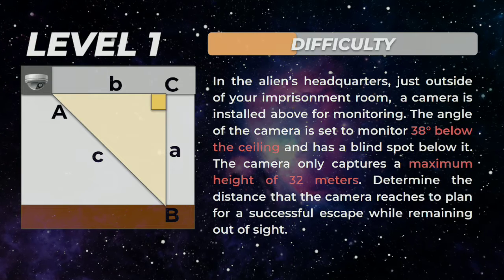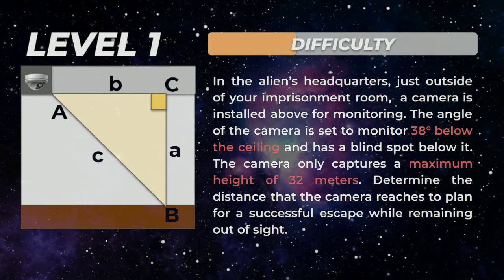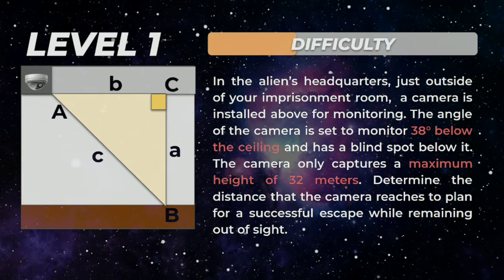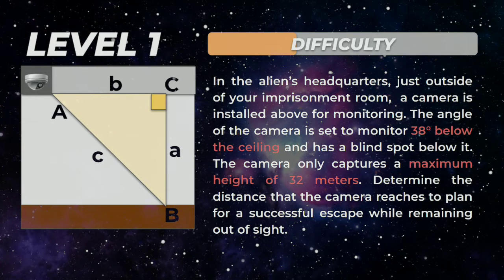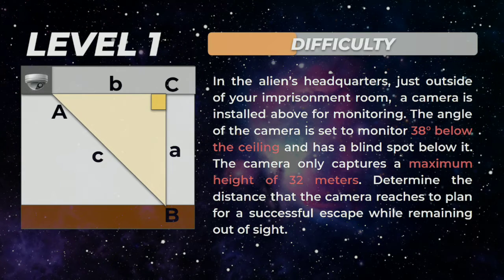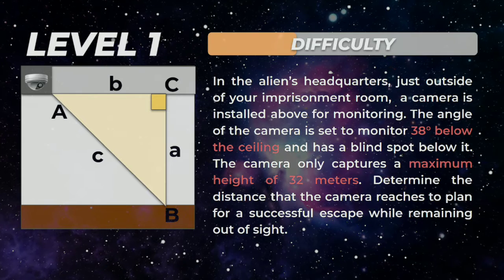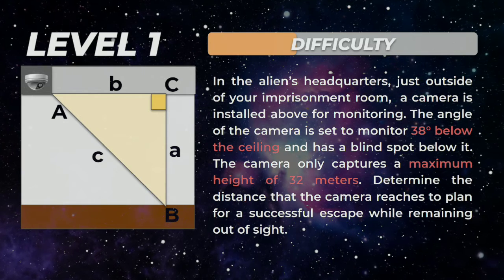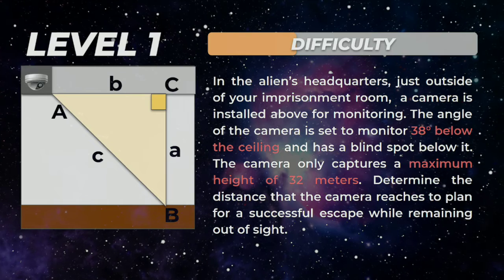Level 1. In the aliens' headquarters, just outside of your imprisonment room, a camera is installed above for monitoring. The angle of the camera is set to monitor 38 degrees below the ceiling and has a blind spot below it. The camera only captures a maximum height of 16 meters. Determine the distance that the camera reaches to plan for a successful escape while remaining out of sight.